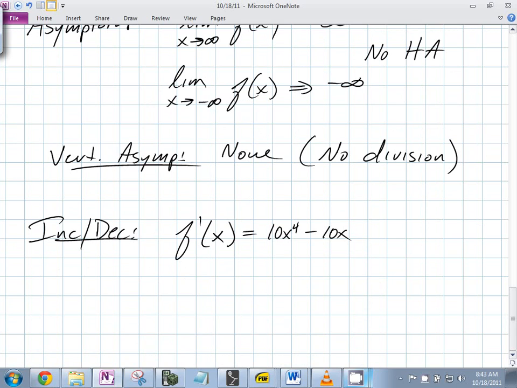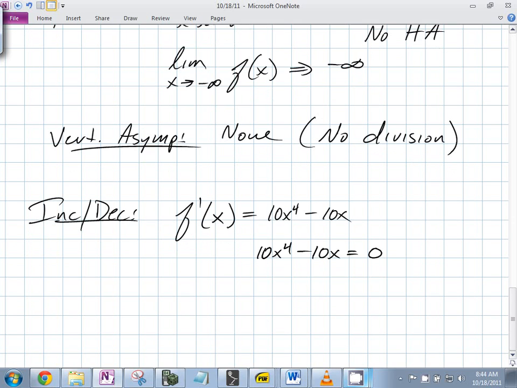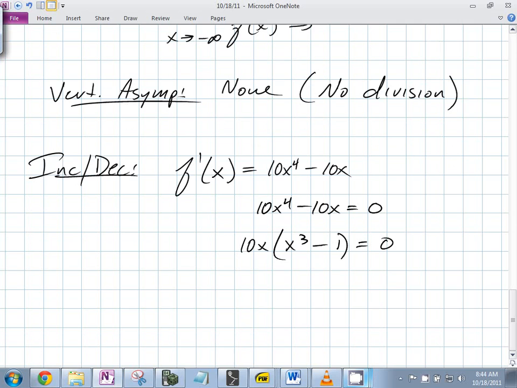So we have 10x to the fourth minus 10x equals 0. What can we factor out? 10 and x, right? So you get x cubed minus 1 equals 0. First of all, what's one number you know? You know x is equal to 0 and x is equal to 1, right? But is there another one? Can it be negative 1? Can't be negative 1, but we know that 1 factors into that.